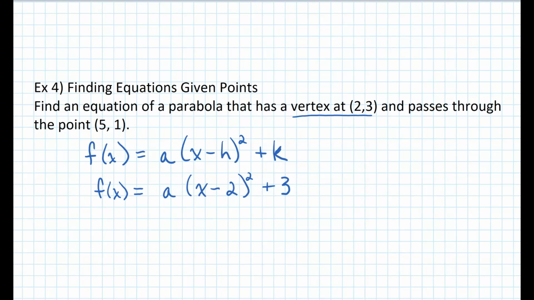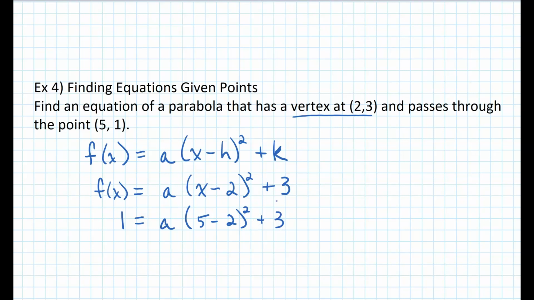And so since I know it goes through the point (5, 1), I'm going to replace my x and y with the coordinates 5, 1 and then solve for a. So my y value is 1. I get a. My x value is 5. So I'm going to get 5 minus 2 in there squared plus 3. And now I just need to solve for a.